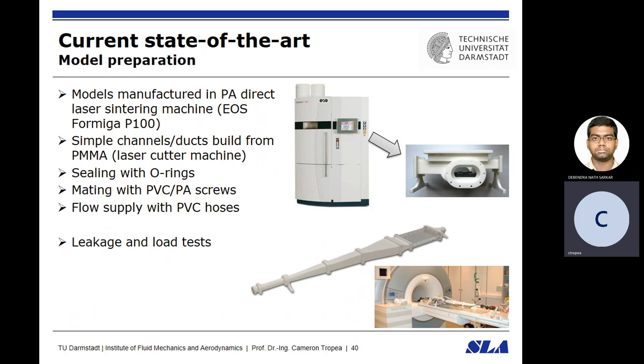You have to make sure it's all sealed and all the screws have to be plastic, no metal. And then you just buy one of these machines, and then you build test sections, whatever you want. And the patient now in the MRI is your test section.